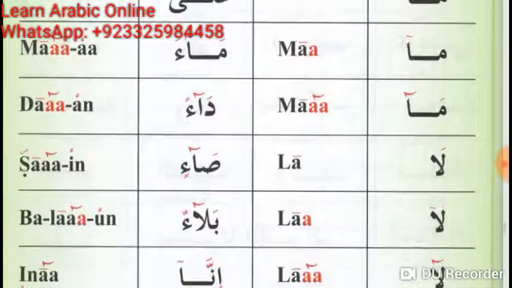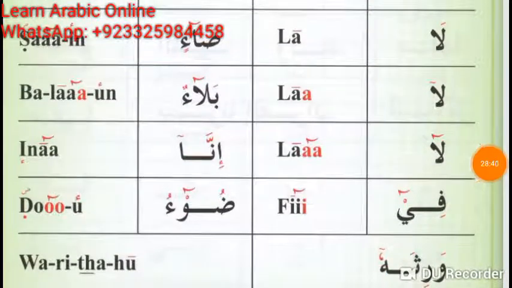Lam alif fata, la. And then lam alif small mada, la. And lam alif big mada, la. Fa kasra ja skun, big mada, fi.